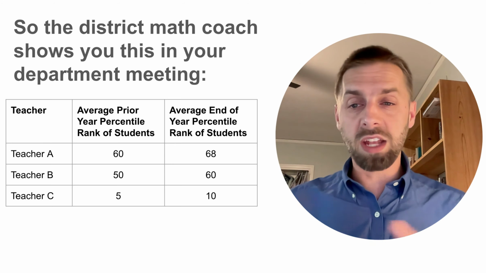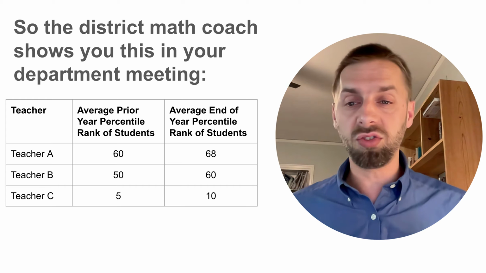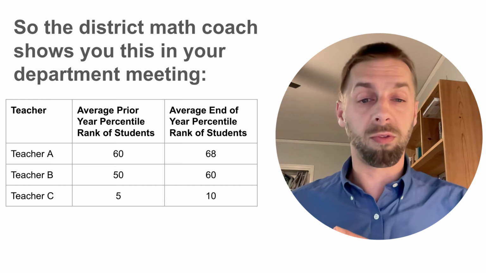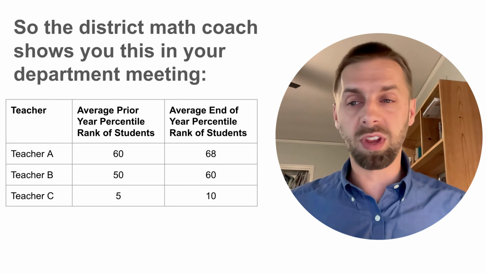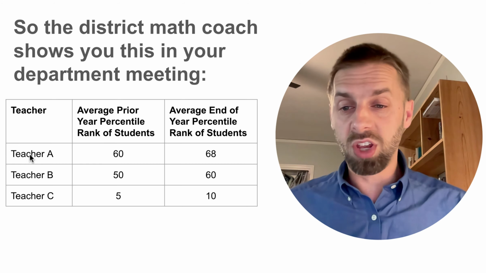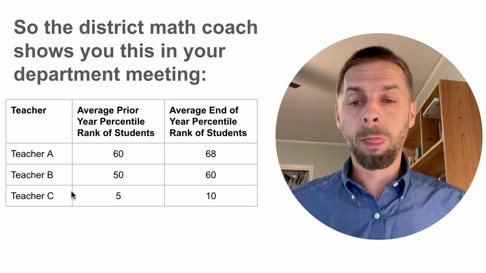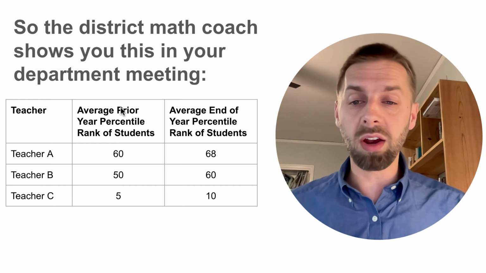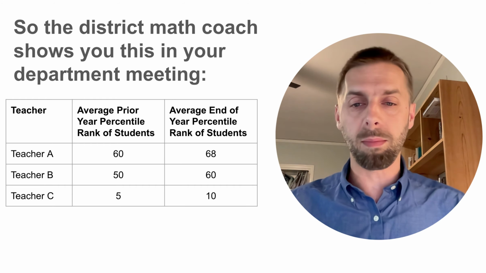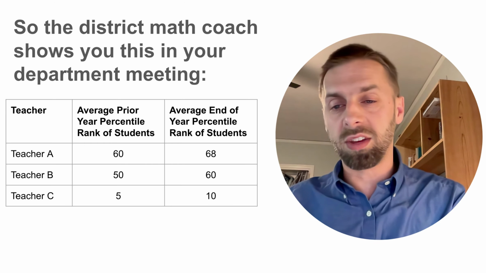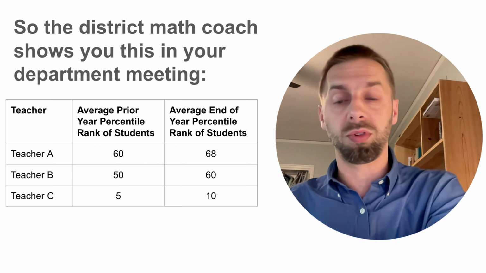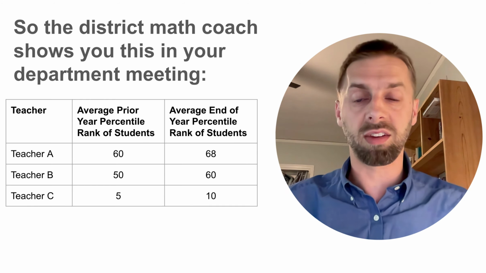So, I want you to imagine that you are a math teacher and the district math coach comes into your department meeting and they say, "We've got a strategy, but first we're going to show you a table of data and you're going to help us think through what to do with this." All right, so we've got teacher A, teacher B, and teacher C, and they have the prior year percentile rank of the students, the average of those students. So what that means is they took all the students taught by teacher A and they looked at their prior end of year test and what their percentile was. Then they averaged all those percentiles.